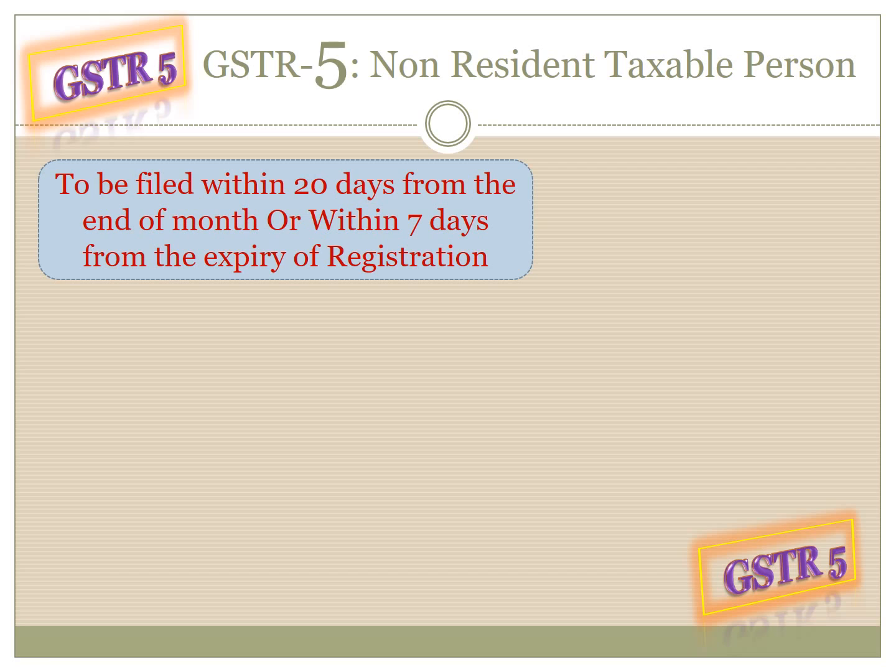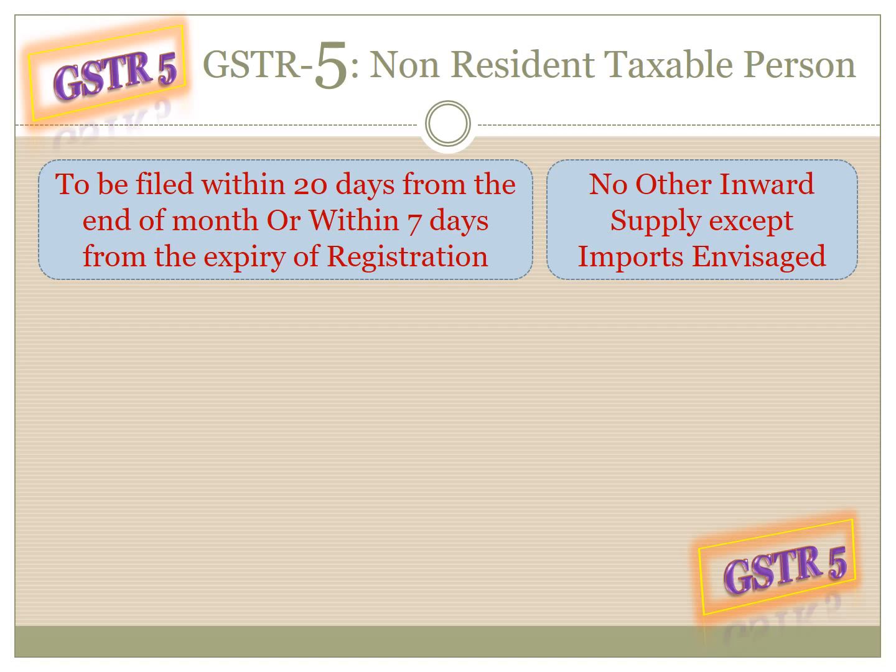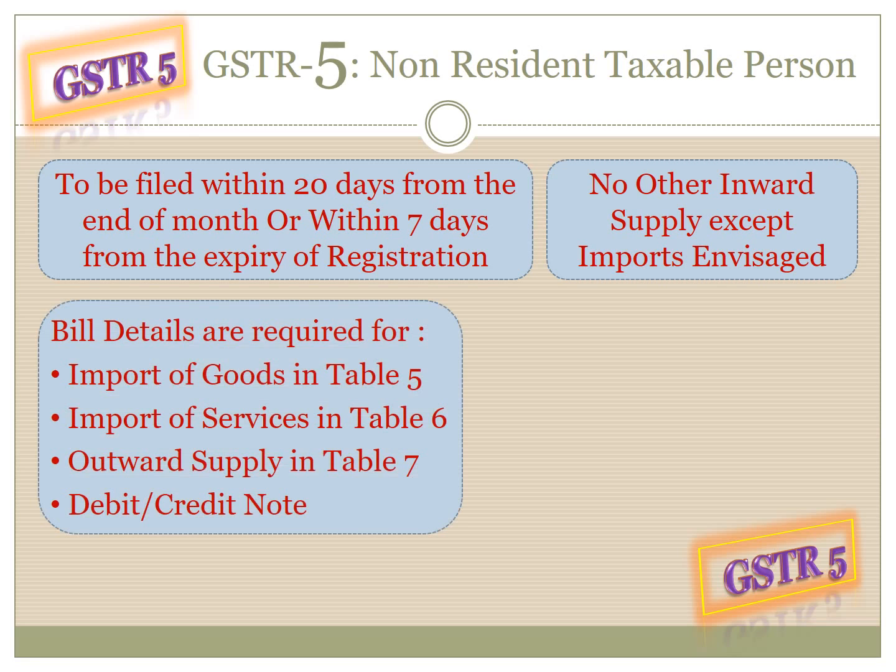After taking registration, every non-resident taxable person has to file a return in GSTR 5 within 20th of the following month or 7 days of expiry of his registration, whichever is earlier. ITC can be taken by such taxable persons on imports only. No other inward supply has been envisaged under the scheme of registration to non-resident taxable persons. Bill details of import of goods and services are provided in Table 5 and 6 respectively. The details of both B2B and B2C outward supplies are provided in Table 7. Details of debit or credit notes issued are also provided.